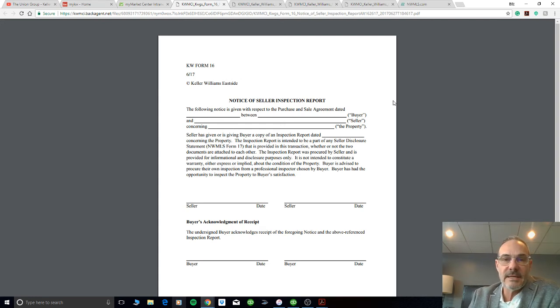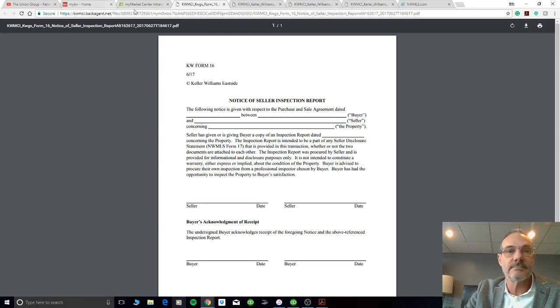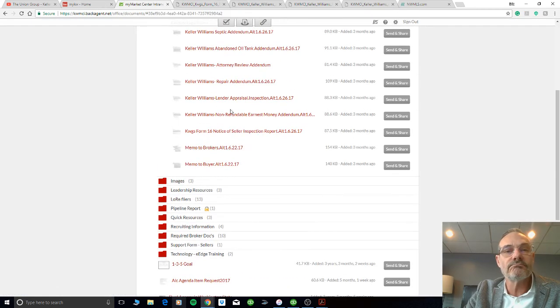And that it's procured by the seller and is provided for informational purposes only. And it's not a warranty, express or implied, about the condition of the property. And it's saying the buyer is still advised to do their own inspection if they want, and that they have that opportunity. This protects your seller, folks. So if you're a listing agent, you want to always throw a Form 16 over if you have an inspection you're sharing. That was one of the forms I wanted.